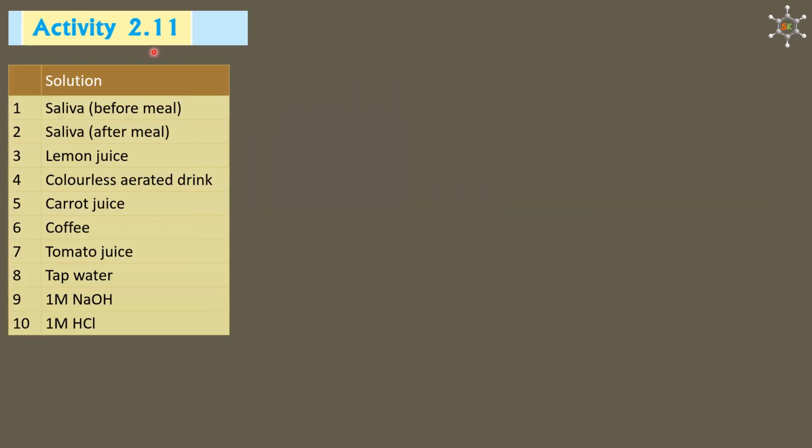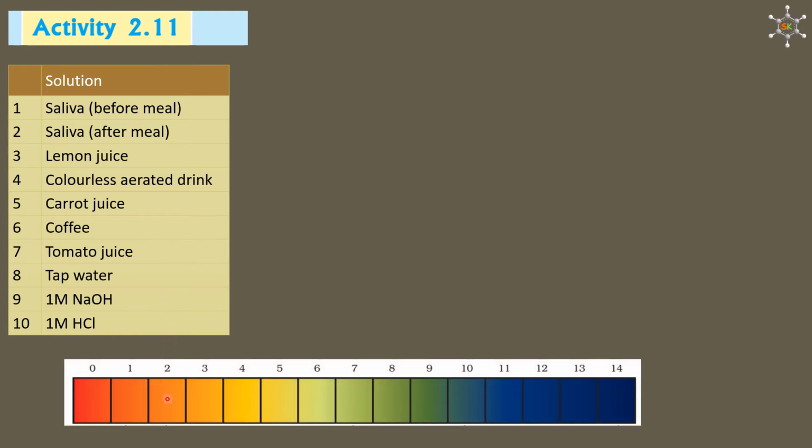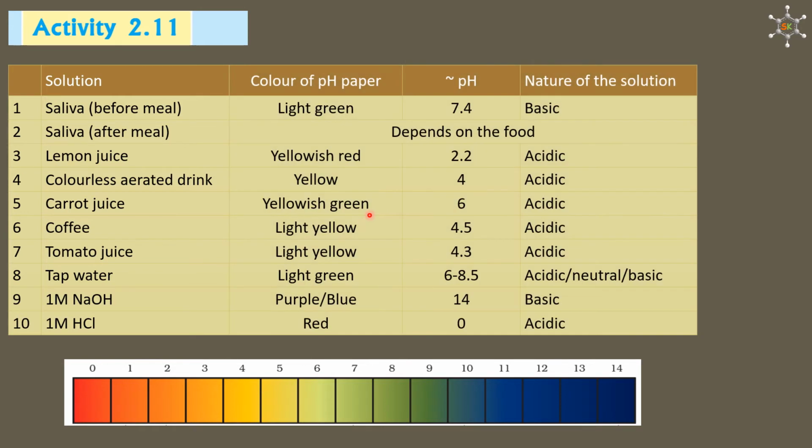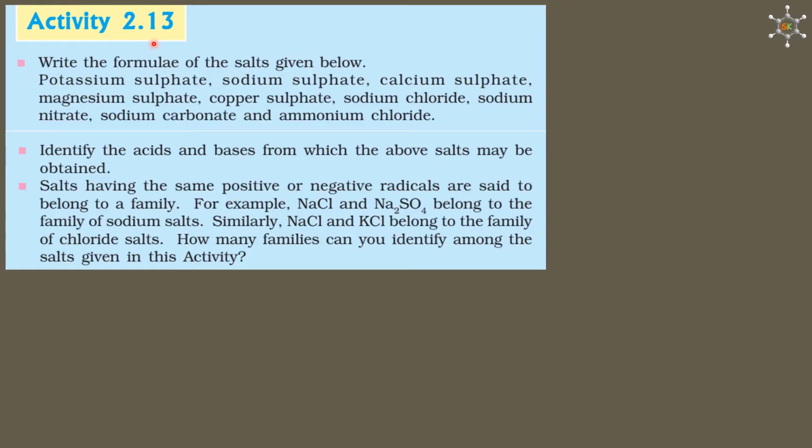In activity 2.11, we are asked to find out the pH of these solutions using pH paper. Color coding of pH paper is given here and approximate pH values of these samples are listed here. In activity 2.13, we are asked to write the formulae of these salts and identify the acids and bases from which these salts are made up of.